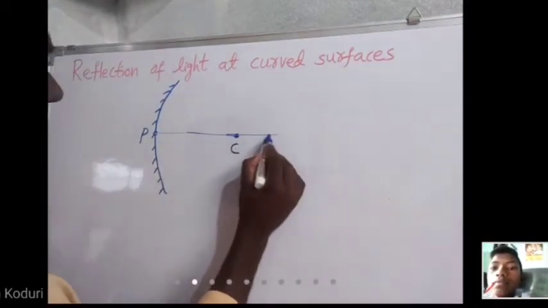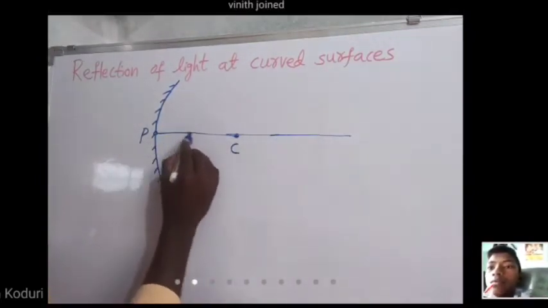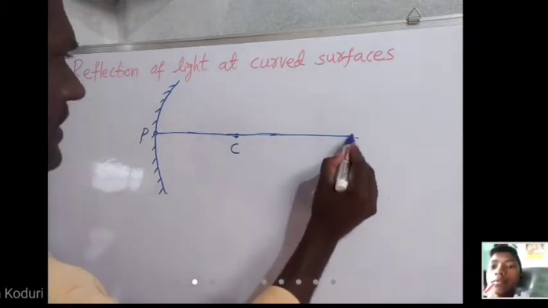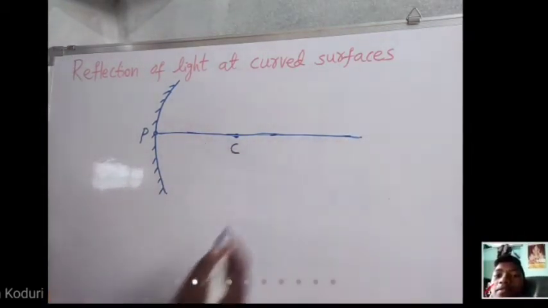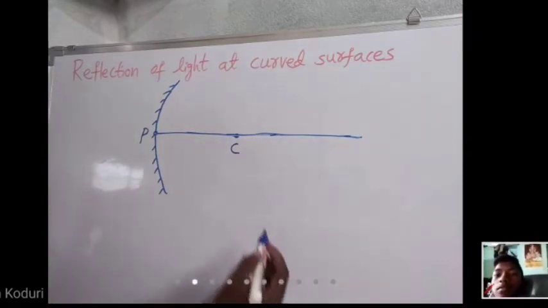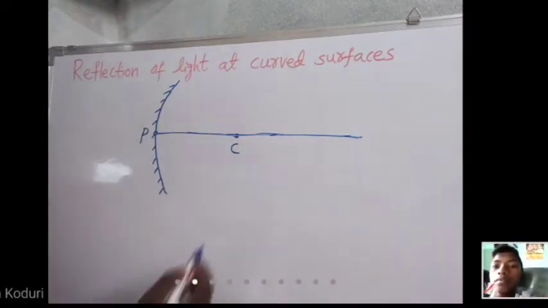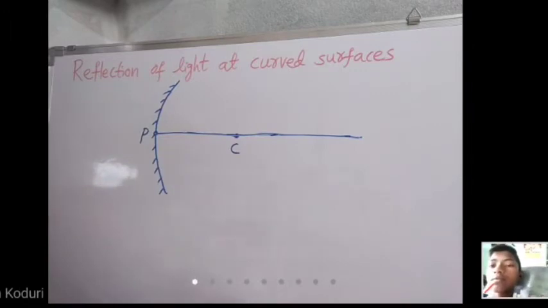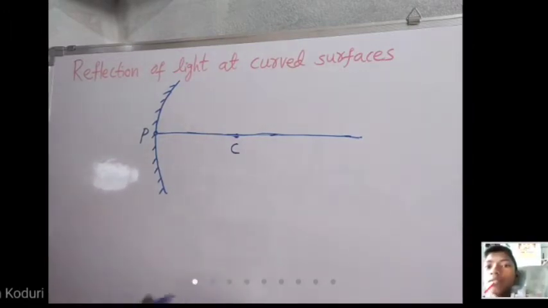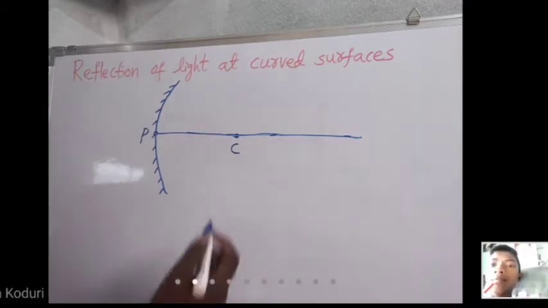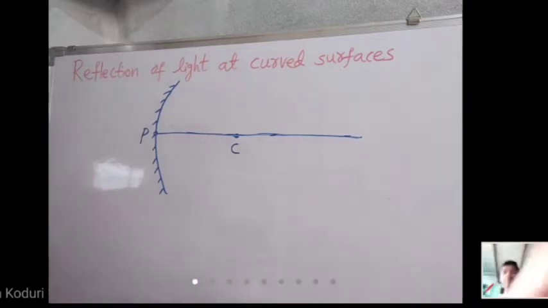What is this line? This is principal axis. This line is the principal axis. Pole, center of curvature and principal axis. Now we have learned one activity, one simple activity.